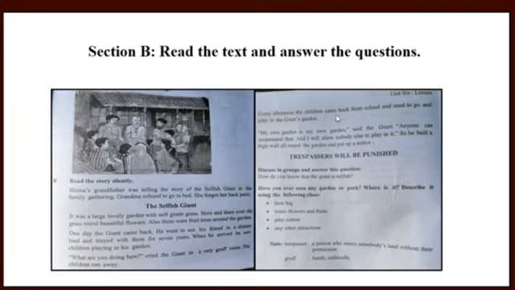Every afternoon, the children came back from school and used to go and play in the giant's garden. "My own garden is my own garden," said the giant. "Anyone can understand that, and I will allow nobody else to play in it." So he built a high wall all around the garden and put up a notice, that is, trespassers will be punished. This is a warning.